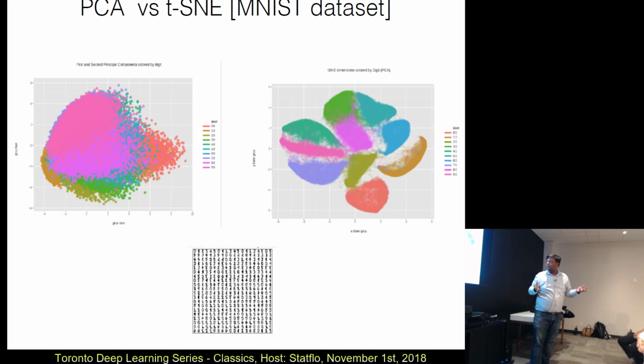How many data points are there in MNIST? Like 70,000? 60,000. 70,000, right? So this is the full 70,000 data set which I used here. And you can see that it's quite effective.